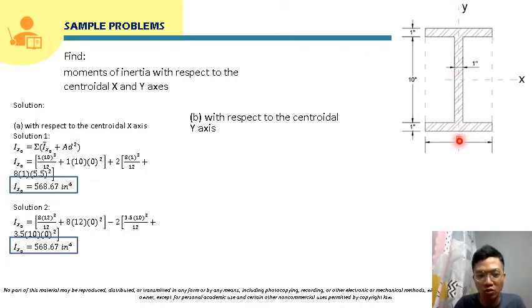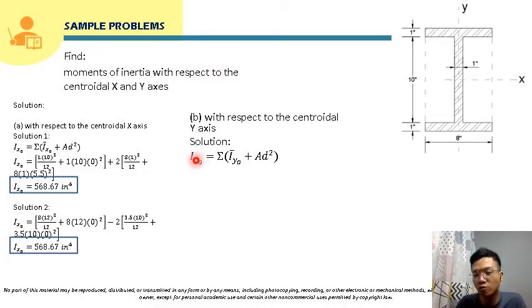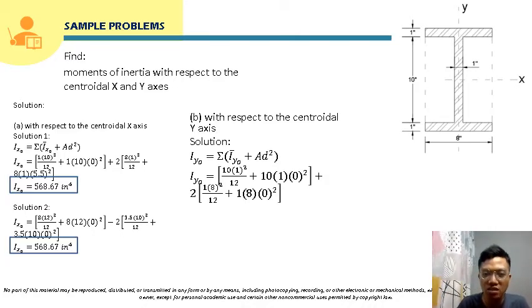So we are going to solve for its moment of inertia. For our solution, this will be our formula: the moment of inertia with respect to the y centroidal axis will be equal to the summation of the y centroidal moment of inertia of each area, plus the transfer term, if applicable. Let's start solving this.